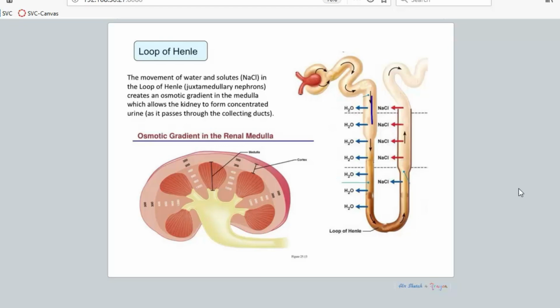Then that filtrate goes down into the loop of Henle, and I'm not going to talk about the loop of Henle so much, other than to say that there's a lot of water movement there, there's a lot of solute movement there, and it's important in creating this osmotic gradient down here in the medulla that we'll come back to.